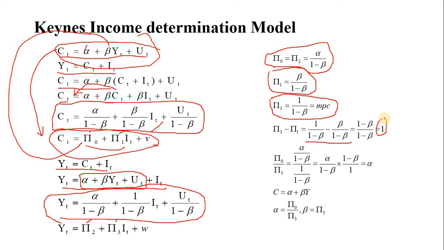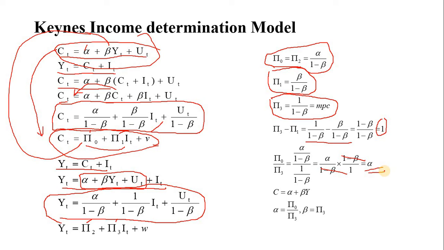Now you divide pi 0 by pi 3. Pi 0 is equal to alpha divided by 1 minus beta. Pi 3 is equal to 1 divided by 1 minus beta. So you do cross multiplication: alpha divided by 1 minus beta, into 1 minus beta divided by 1. This term and this term will cancel, and alpha divided by 1 will be equal to alpha.